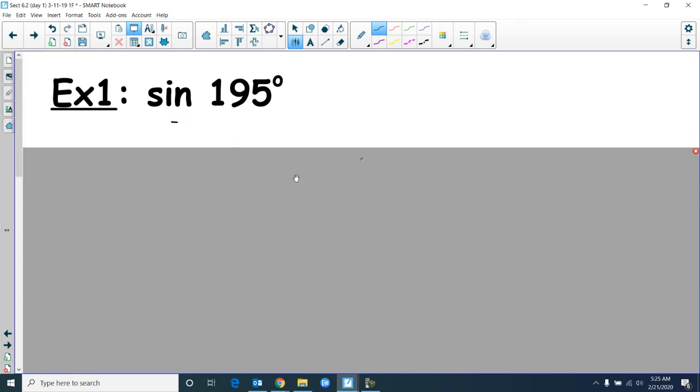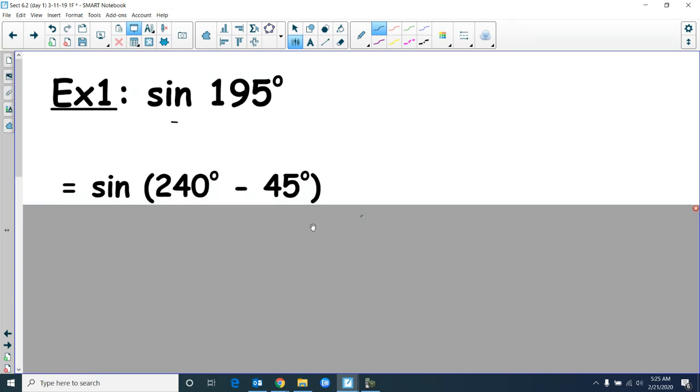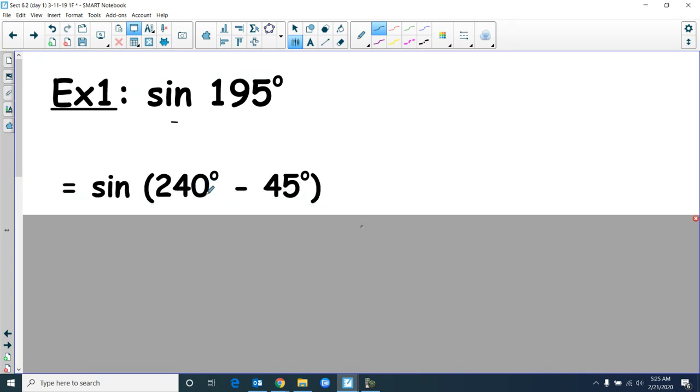What we have to do is represent it in terms of angles that we already know. And those are any unit circle angles. So I can write that as sine of 240 minus 45. Those aren't the only two angles that work. You could have represented it as the sine of 150 plus 45. It doesn't matter. It's going to give us the same answer. But we're going to choose 240 minus 45.